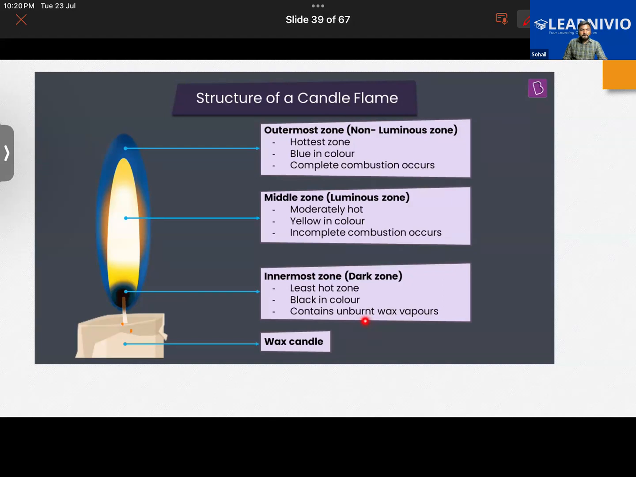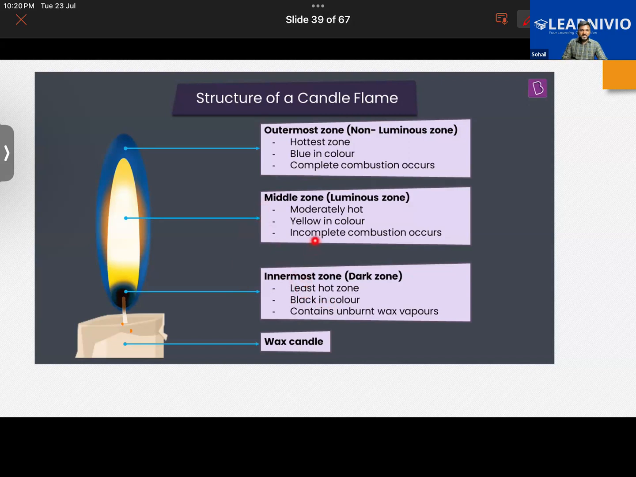Got this so far? Yes, sir. That's rather simple. It will be black in color, and since it is not burning properly, the temperature would be lowest. Compared to the middle and the outermost zone, the temperature of this zone is going to be lowest.